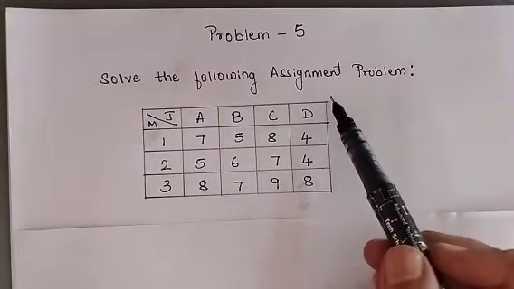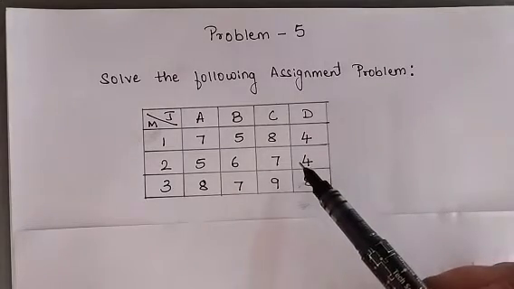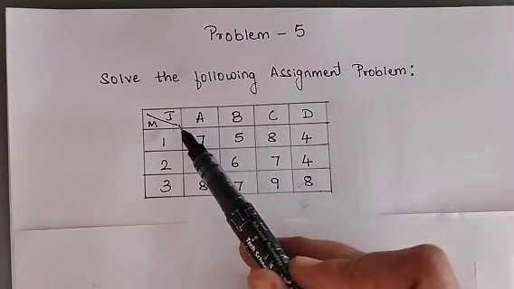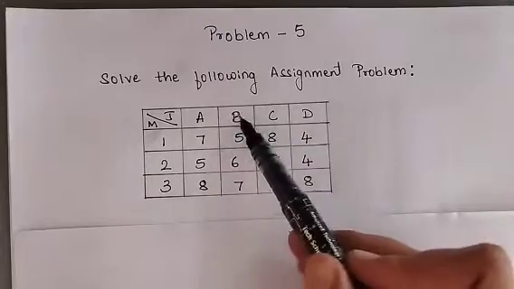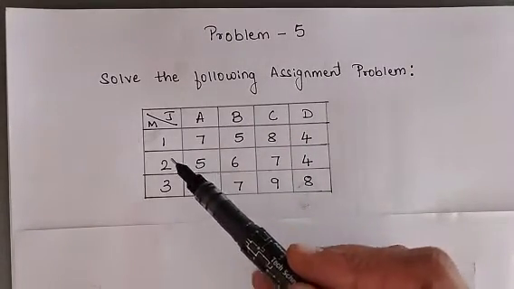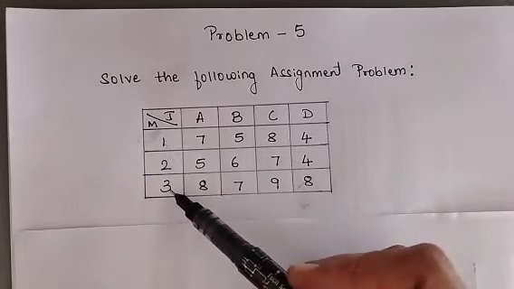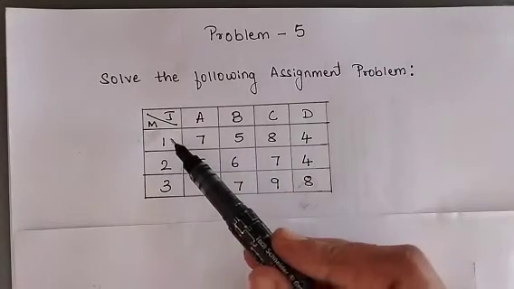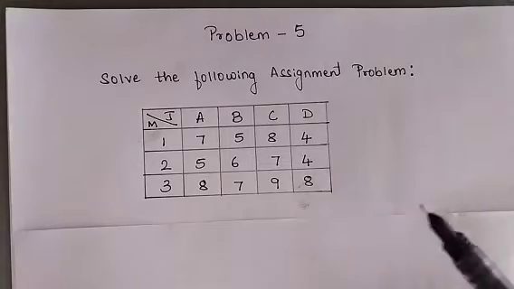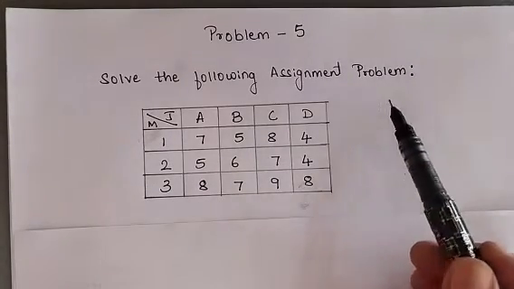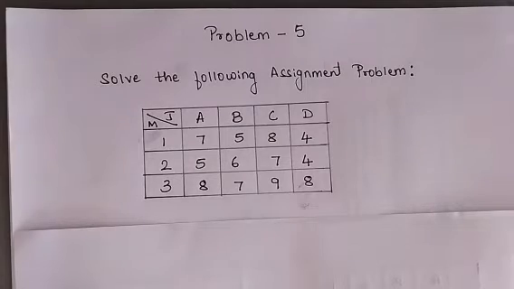Solve the following assignment problem. They have given us the matrix. We can see here M stands for men and J stands for job. So we have 4 jobs A, B, C and D. The men are given row wise and there are only 3 men. The tasks to be done are 4, but the men are only 3. So here the number of rows is not equal to the number of columns. Such a situation we call an unbalanced assignment problem.